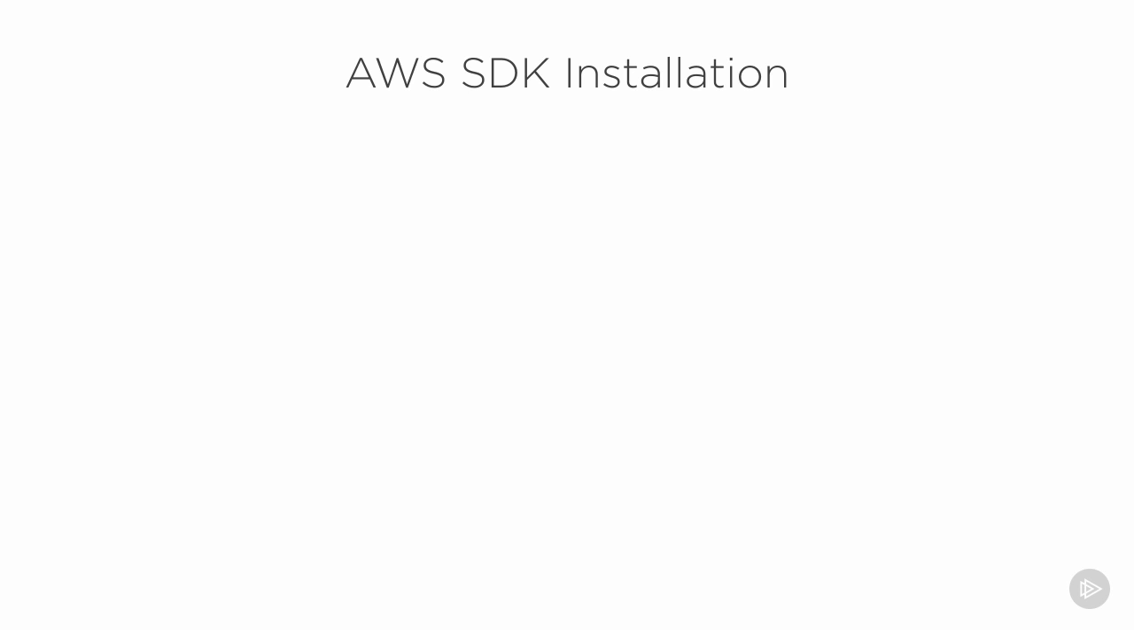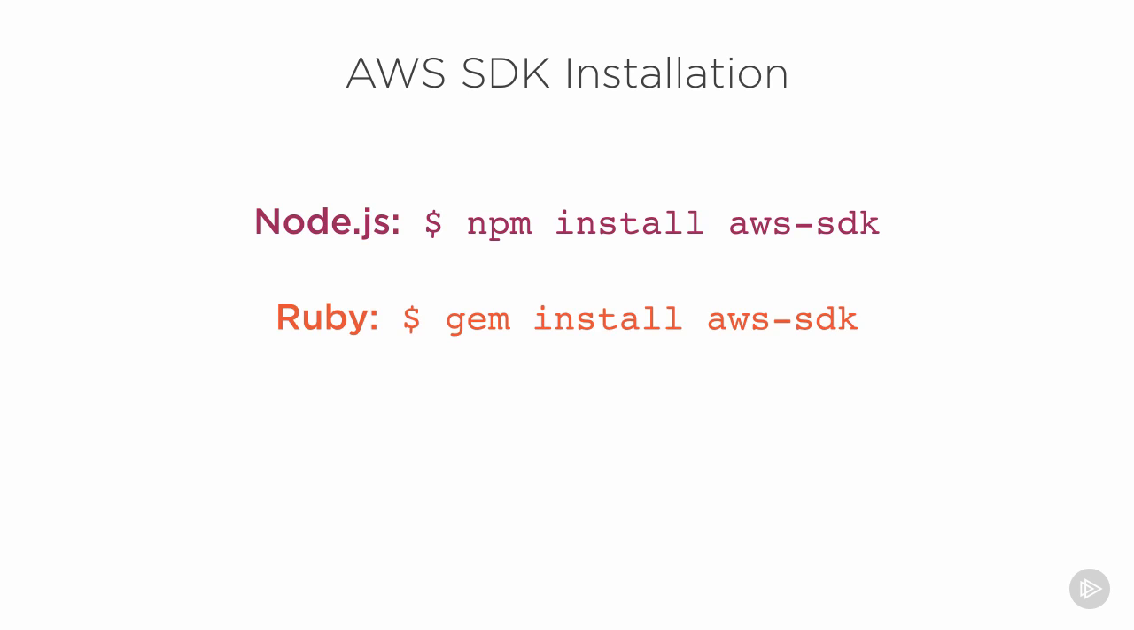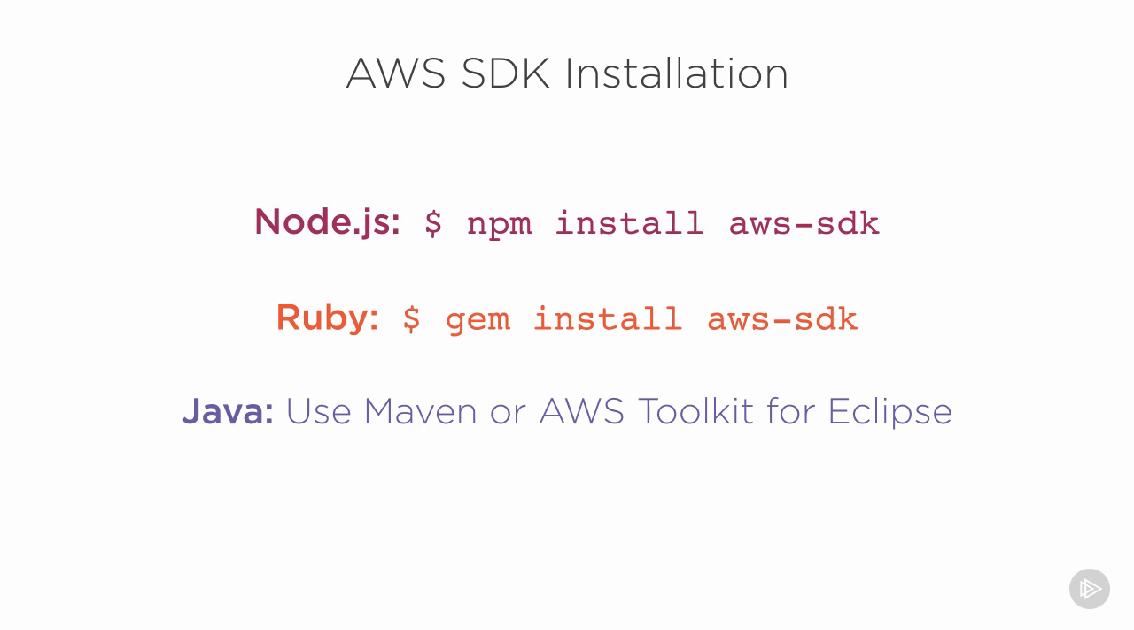Installing the SDK is going to depend on which language you're using. With the Node.js SDK, you simply use the Node Package Manager, npm, and install it with the command npm install aws-sdk. For Ruby, you would install the SDK as a Ruby gem with the command gem install aws-sdk. And for Java, you can use Maven to install it, but there's also an AWS Toolkit for Eclipse that will not only get the SDK, but will also add Eclipse menu options to facilitate AWS development.